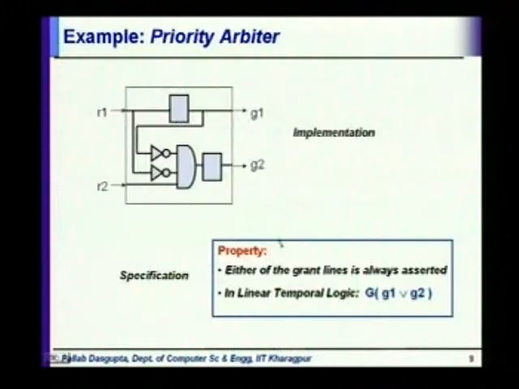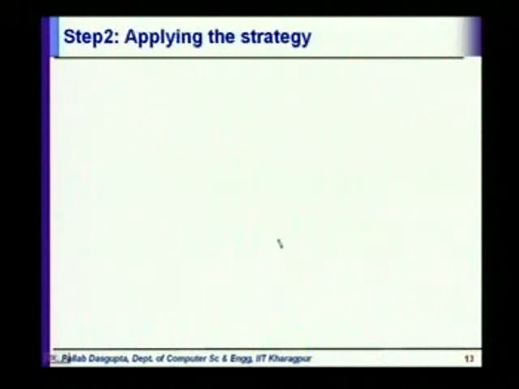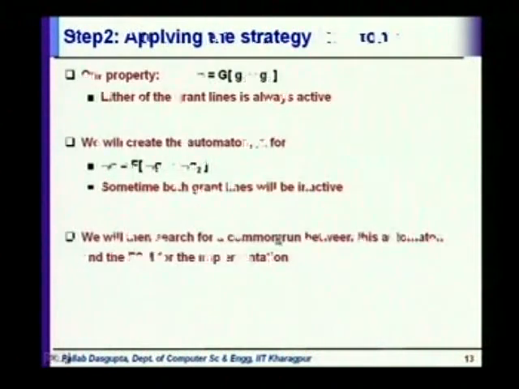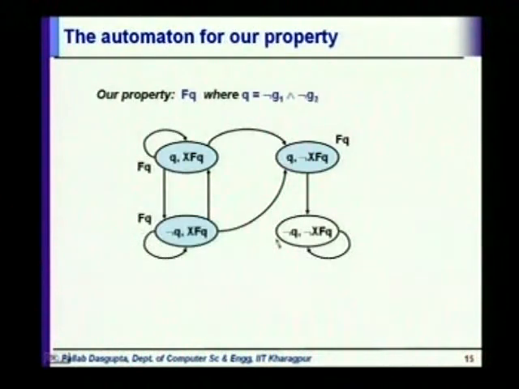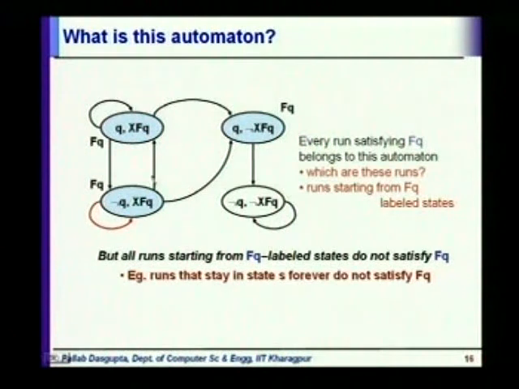And for that, actually, we saw that when you build the tableau or the checker automaton, then every run of this checker automaton is not an accepting run, in the sense that it is possible for the automaton to go round and round in some cycle without ever reaching a state which satisfies the property. So therefore, our acceptance condition is not that it should reach such states, but should reach certain types of states infinitely often.